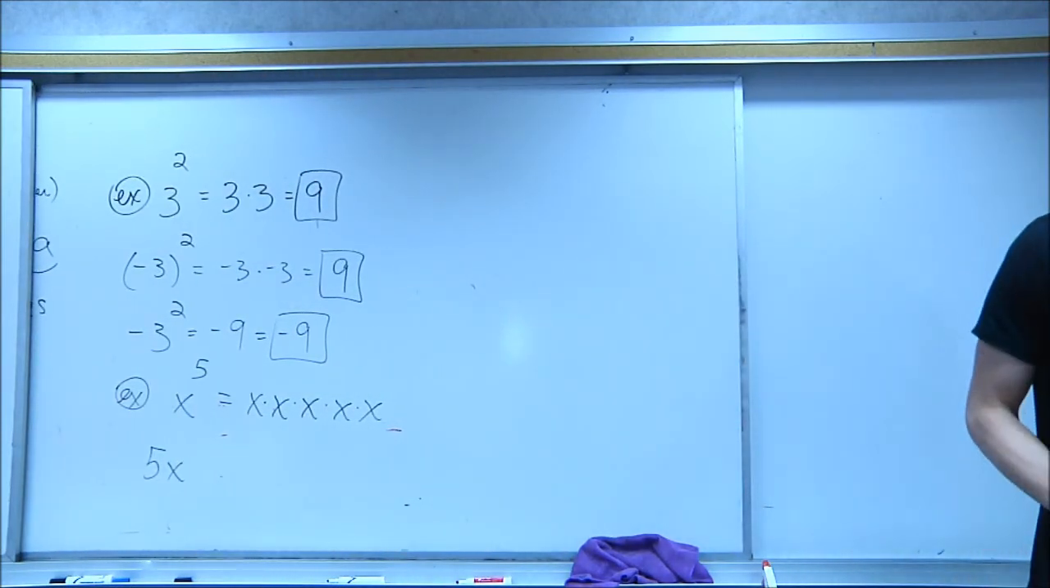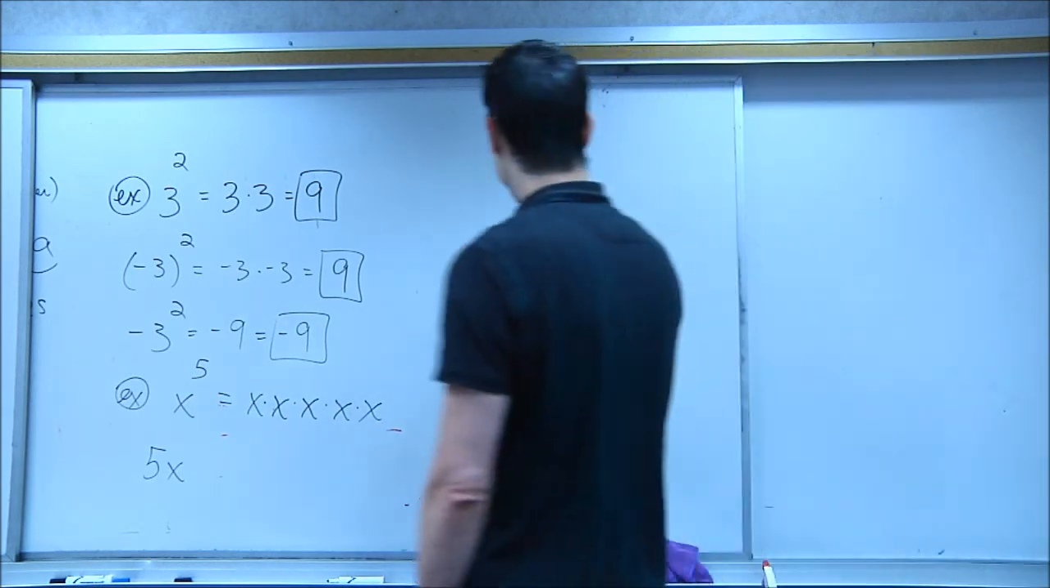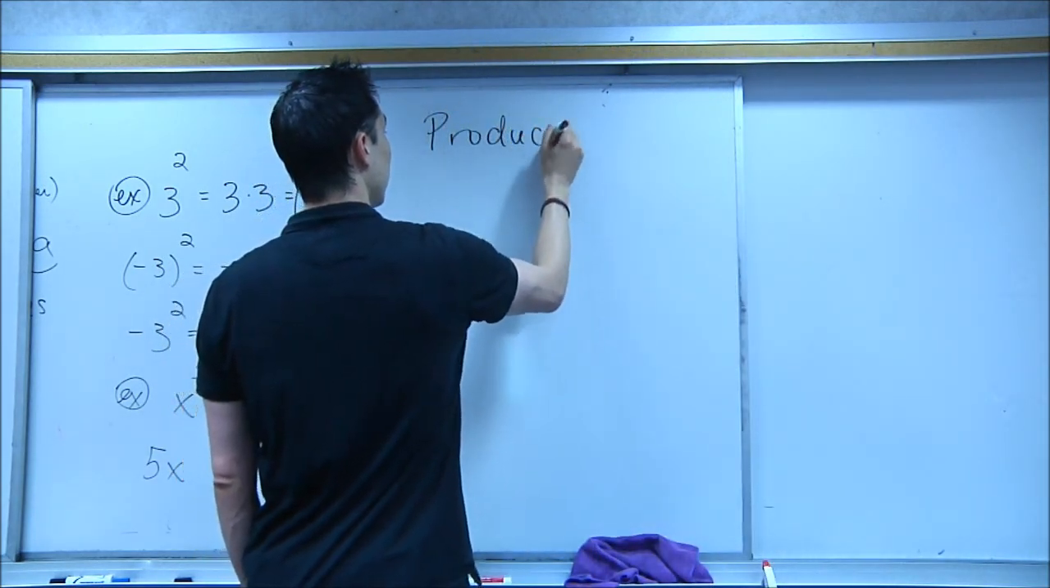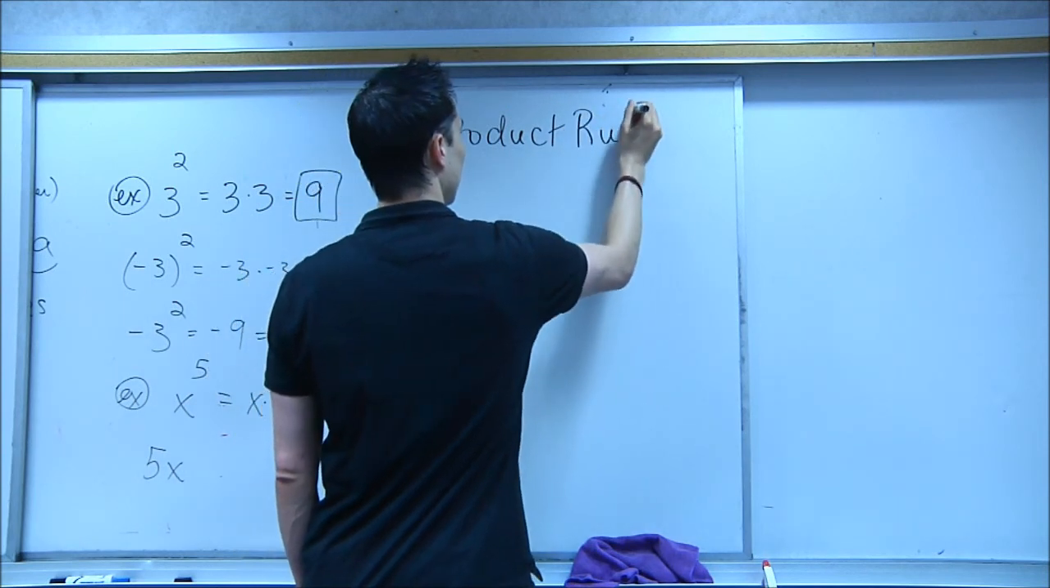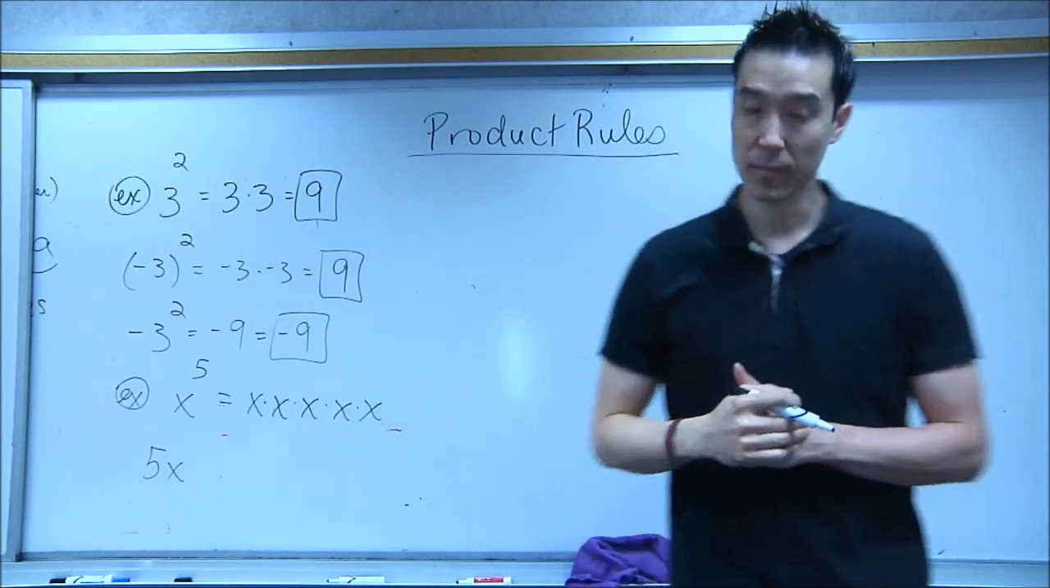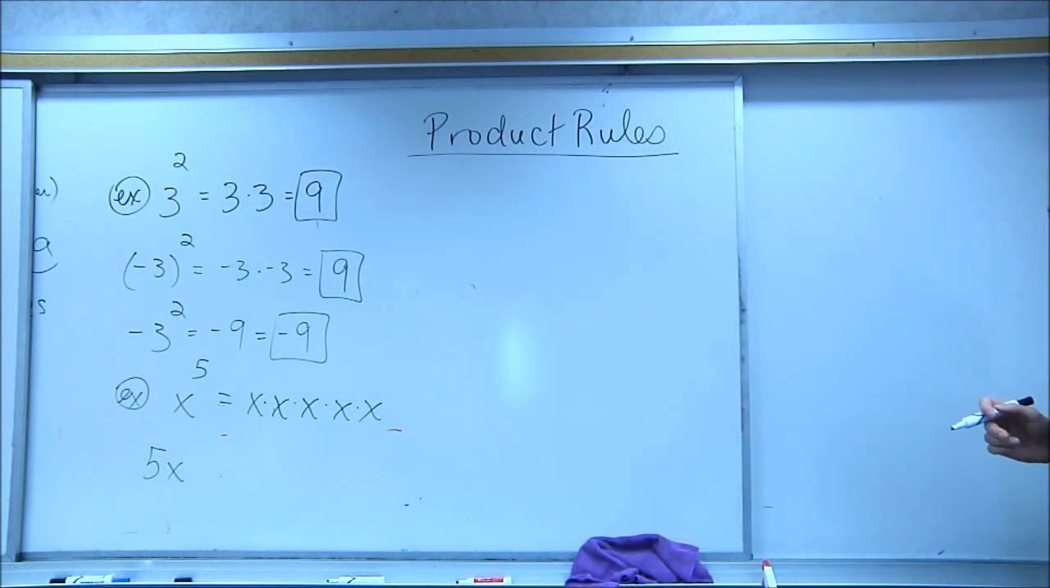Let's go to our first rule, the product rule for exponents. So unfortunately, with these exponent things, we have a bunch of rules to look at. And let's go into the first rule, the product rule. Okay. The product rule is basically this.